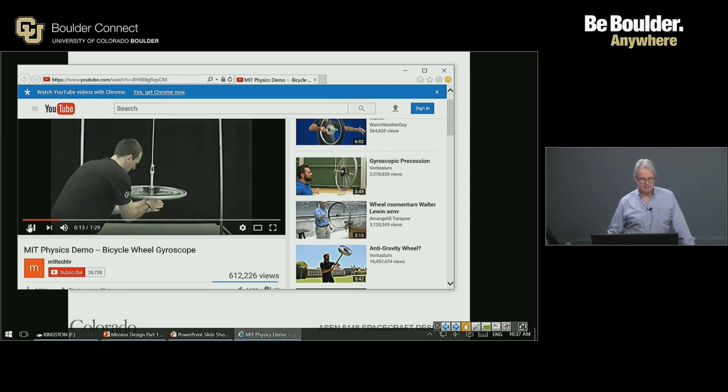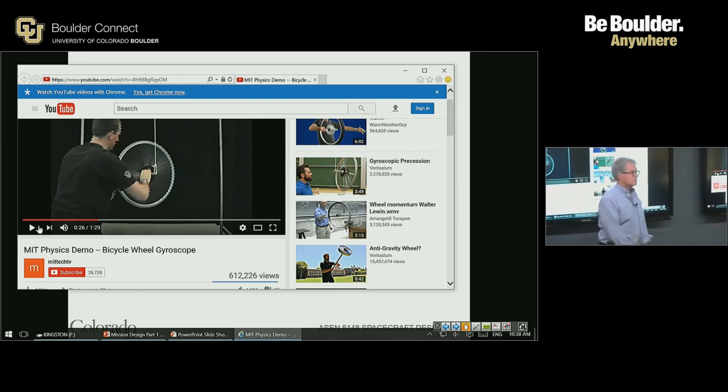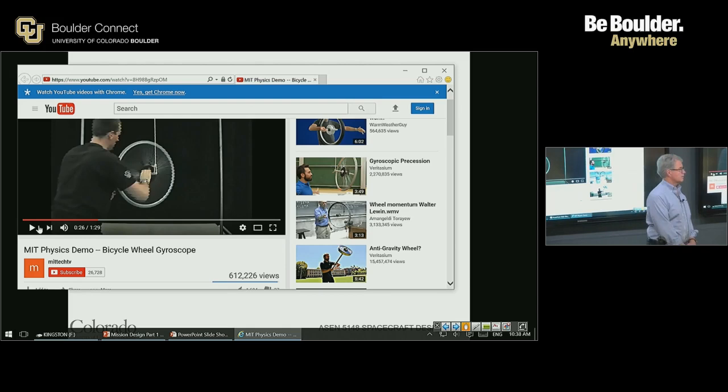This very smart man, has to be because he's at MIT, comes up and starts spinning the wheel. What's he doing to it? Putting energy into it. And what's the property that gets created? Momentum. Angular momentum, right? And he can leave it horizontal. Why? Because the angular momentum essentially resists the gravity.